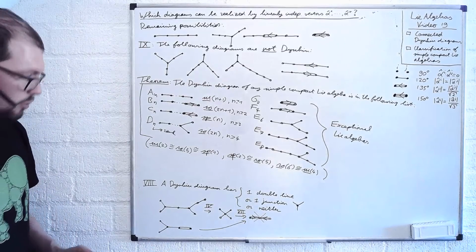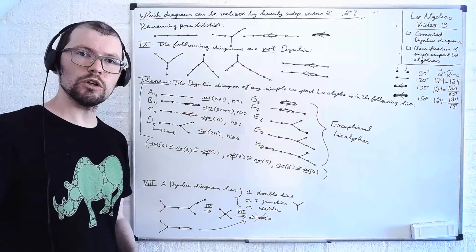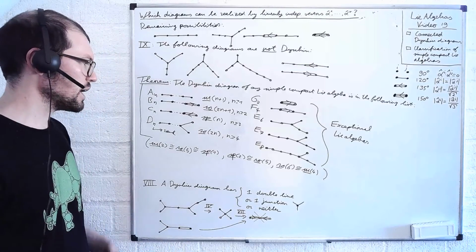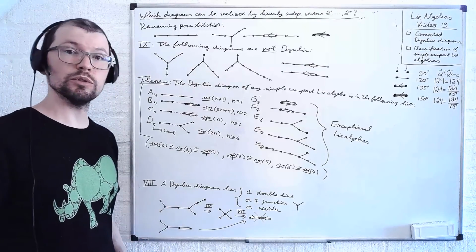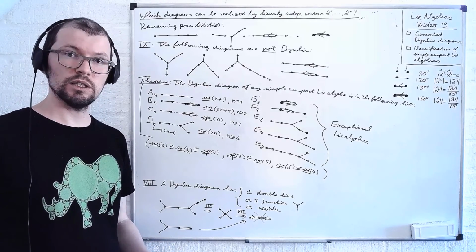So in the last video we're going to see whether knowing something about all possible compact Lie algebras can tell us something about possible extensions of the gauge group in particle physics.